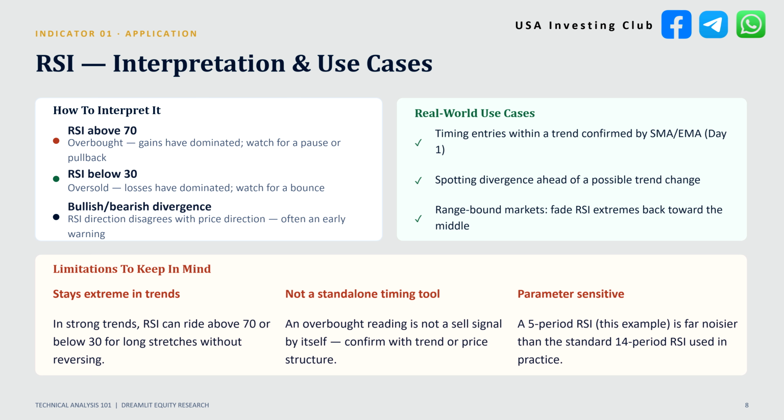The third and often most valuable reading is bullish or bearish divergence, where RSI's direction disagrees with price's direction. We'll spend an entire strategy spotlight on this later today because it's frequently an early warning sign.